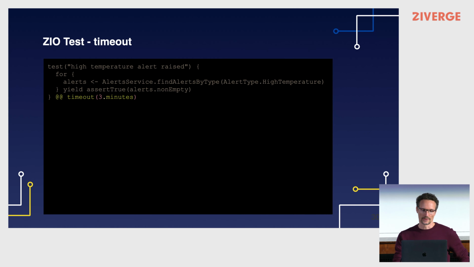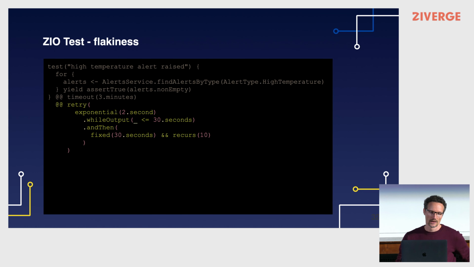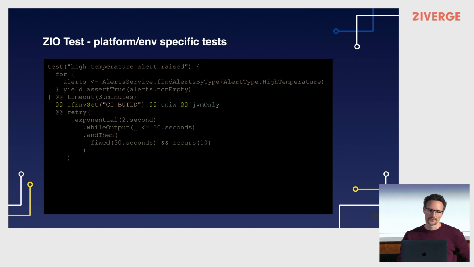So this is how you add a timeout to your ZIO Test. It's just easy. You just use the timeout aspect. If you have a flaky test, again, there is an aspect for that. You just say flaky, retry 10 times. You also have the option to not use flaky, but use retry, and then you can specify a schedule that is as sophisticated as you need.